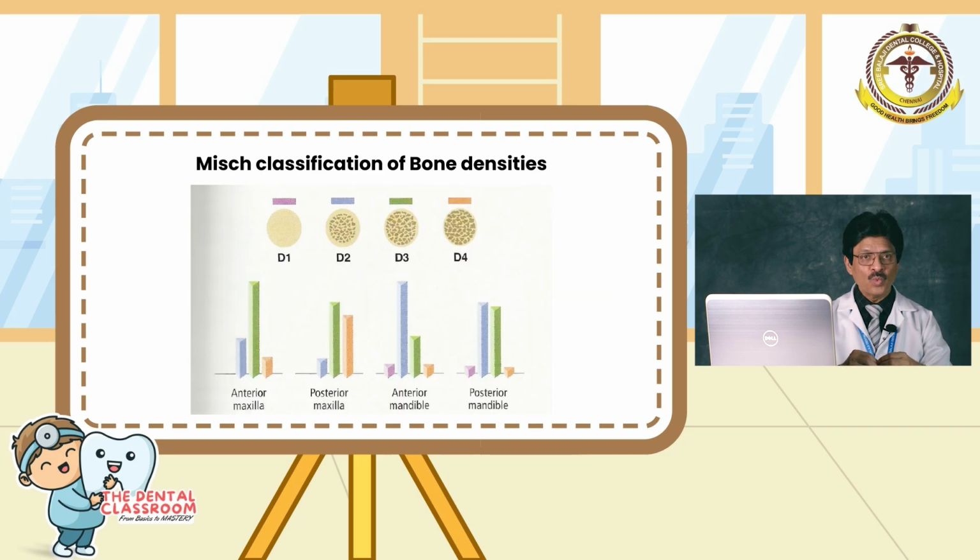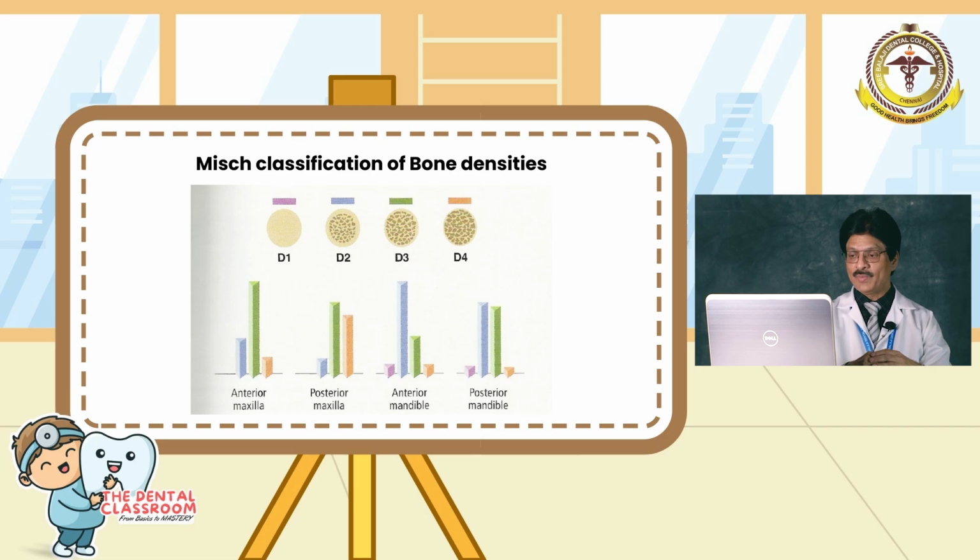Then we need to know what is the bone density in the maxilla and mandible. Misch has classified the bone densities into D1, D2, D3 and D4. When you look at the anterior maxilla, you see the green vertical bar, that is more so D3, where the cortical bone is a little less and there is dense trabecular bone. Then if you see the posterior maxilla, of course D3 is also present there. But when we see the anterior mandible, it is blue, where the cortical bone is thicker.